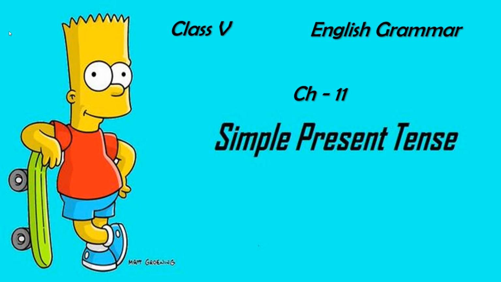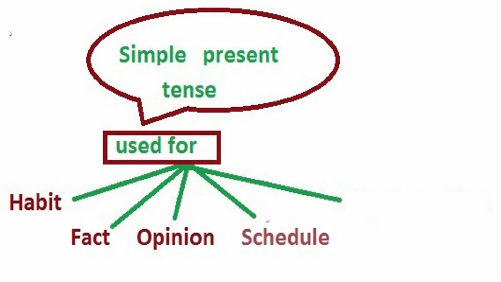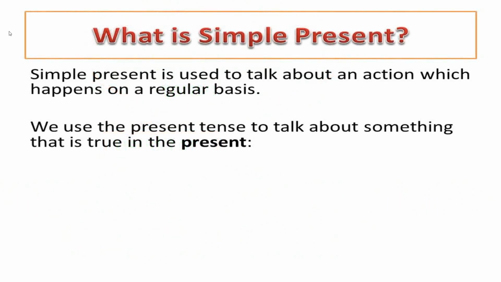Children, there are different kinds of tenses here, but we are going to read only about simple present tense. So let's see what is simple present tense. Simple present tense is used for habit. It is used to show your habit, fact, opinion, schedule, and regular action. Okay, but I will explain these things with the help of examples.